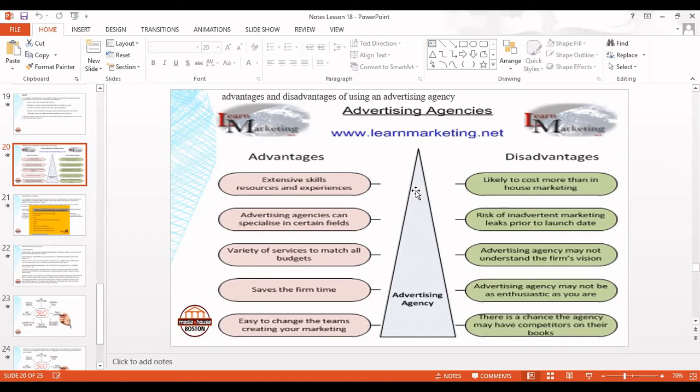Another advantage of using an advertising agent, it saves time. Instead of you running around trying to create an ad, you can put all that pressure to advertising agencies. It is easy to change the teams creating your marketing. The disadvantage, there is no chance the agents may have competitors on their books.